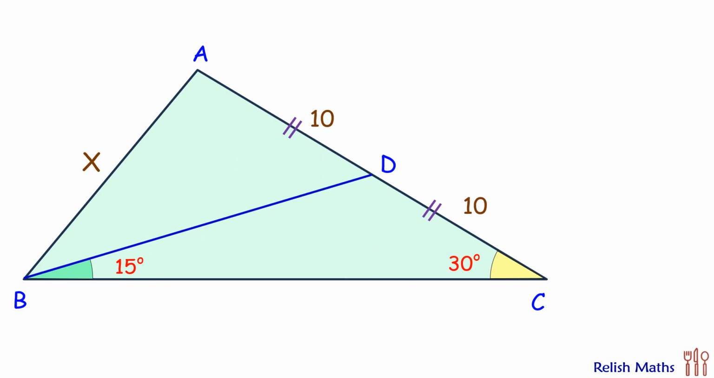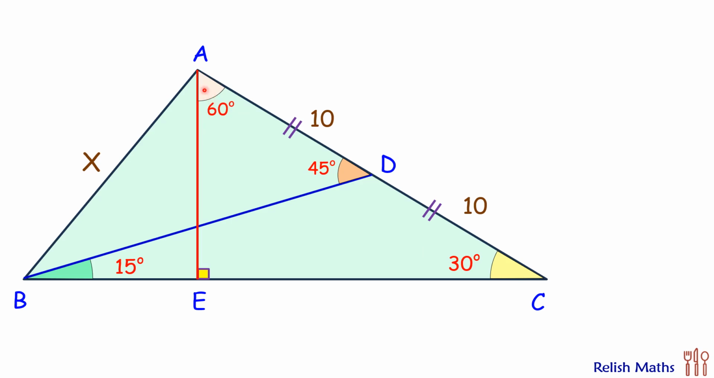Let's check the solution. Angle D here is an exterior angle and will be 15 plus 30, that is 45 degrees. A small construction from vertex A will drop a perpendicular. And as this angle is 90, this is 30. And thus this angle A will be nothing but 60 degrees.